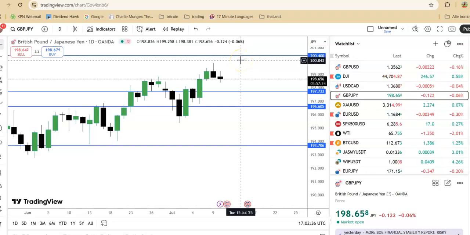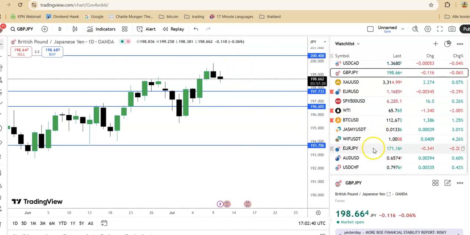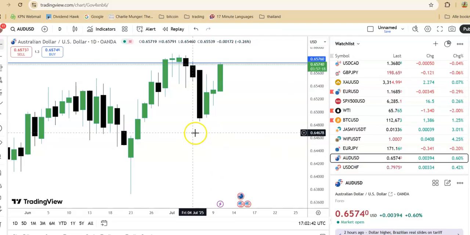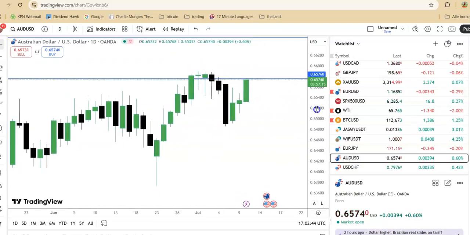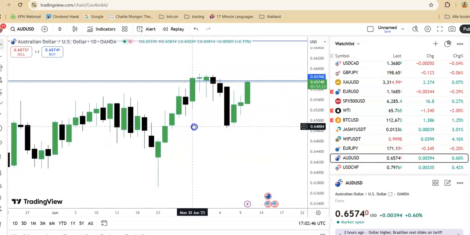So this is the pound yen, which is a very interesting pair. Another interesting pair is maybe the Australian US dollar, Aussie against the dollar.